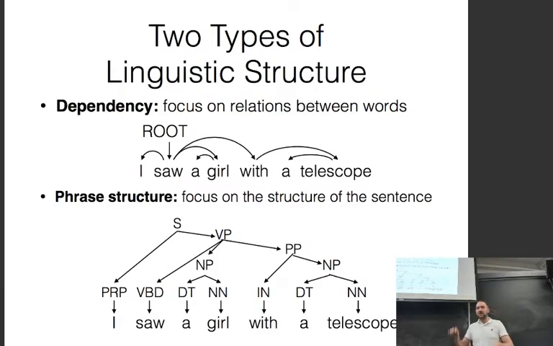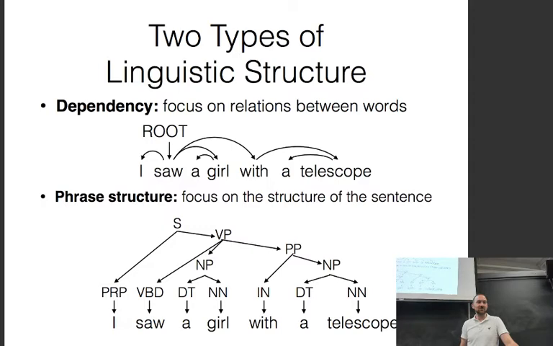Does anyone have an idea? Let's say you want to use parsing in your downstream task. Which one of these should I use for my task? Any ideas about that? No? Is anybody using parsing in a task? I don't want to make you embarrassed if you're using the wrong type. But what type of parsing do you use in what task?